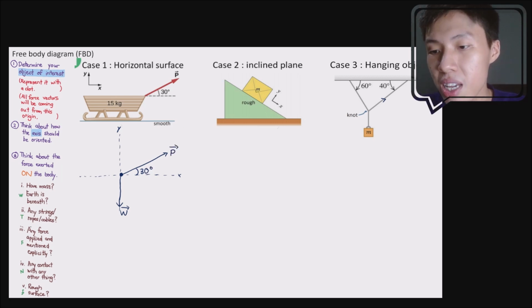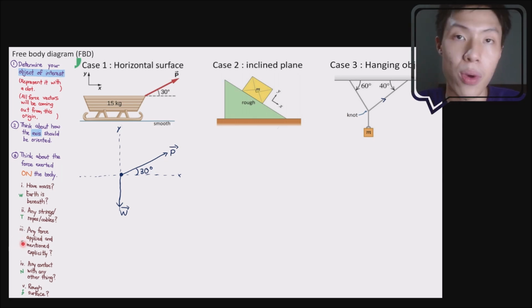Okay, you might think that, oh, isn't this an external force? Why didn't we label it as F? Well, if they give you a special name, then you can just follow the special name that they assign to this force over here.